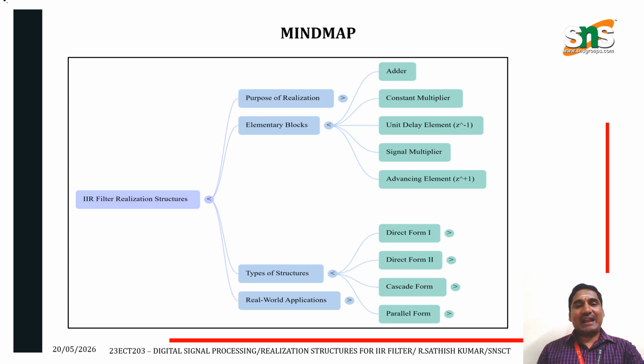The elementary blocks are adder, multiplier, unit delay element, signal multiplier and advancing element. Types of structures are direct form 1, direct form 2, cascade form, parallel form. Real world applications: it is used in biomedical applications, control systems and digital signal processing techniques.